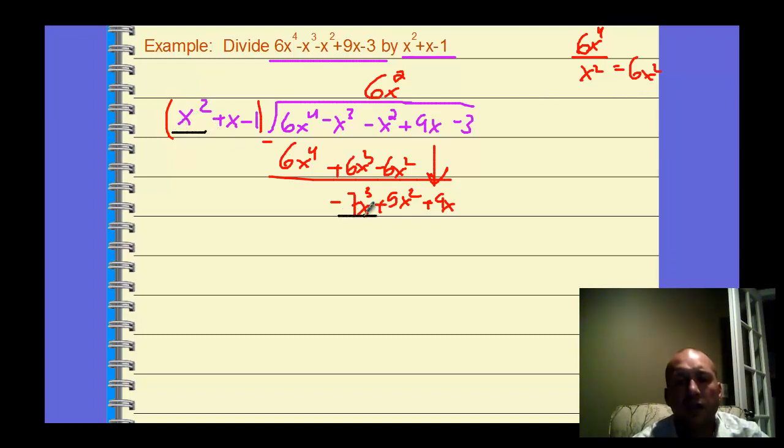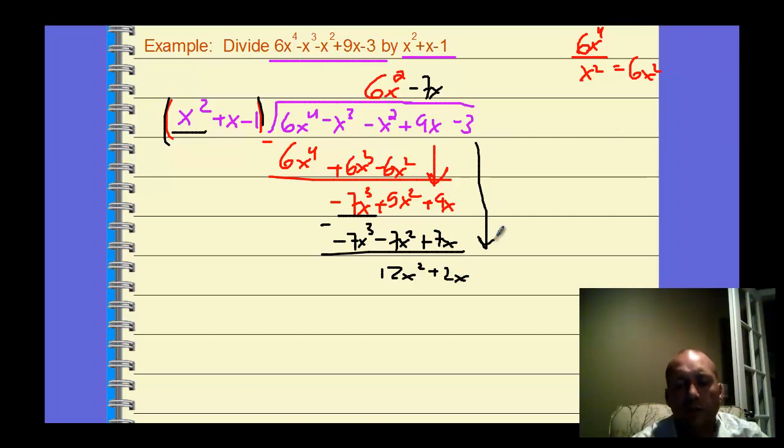So x squared times what gives negative 7x cubed? That's negative 7x. So I'm going to multiply this trinomial by negative 7x. If I do that, I get negative 7x cubed minus 7x squared, and then positive 7x. Subtract these, I get 0, and I'm going to get 12x squared, and then 9 minus 7, so positive 2x. Drop the next number.